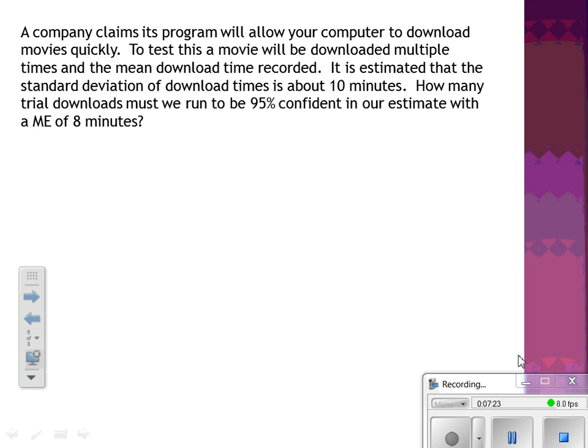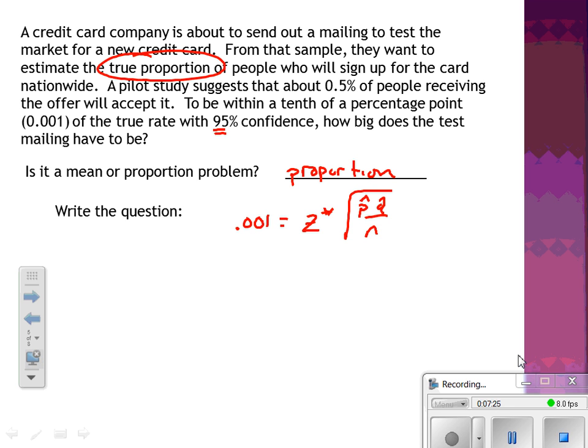So, excuse me, we have 95% confidence. We have a p hat of 0.5%. So let's plug and chug. 95% confidence again, 1.96. 0.5%, right? 0.005 times 0.995 over n.